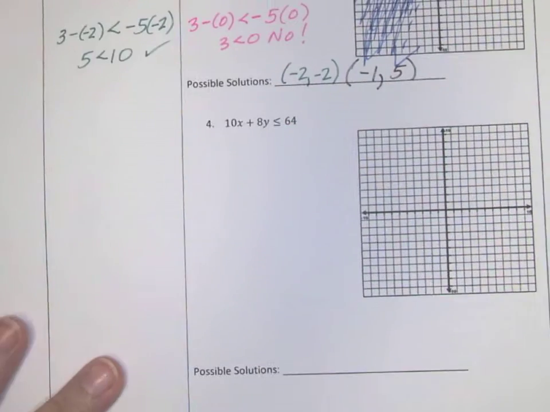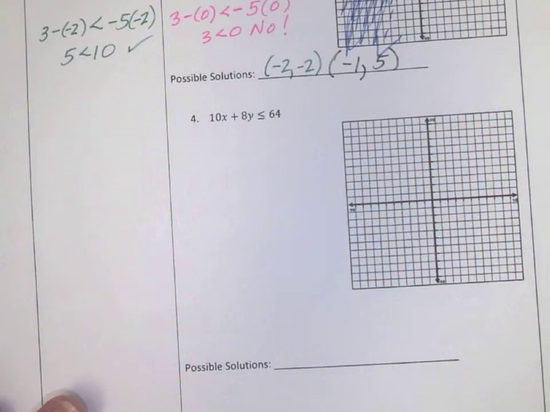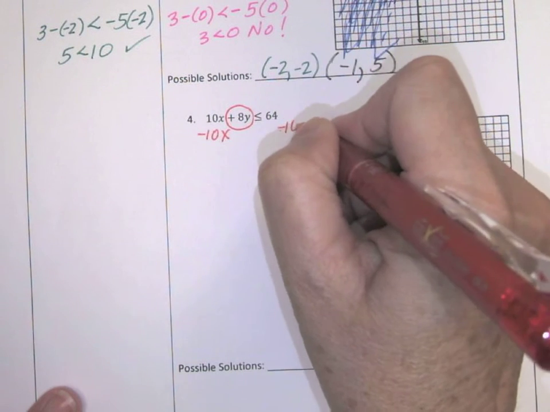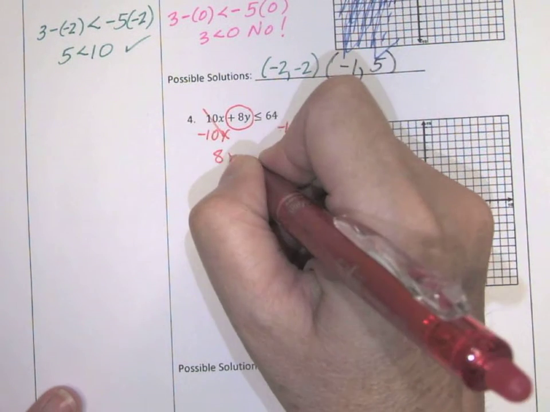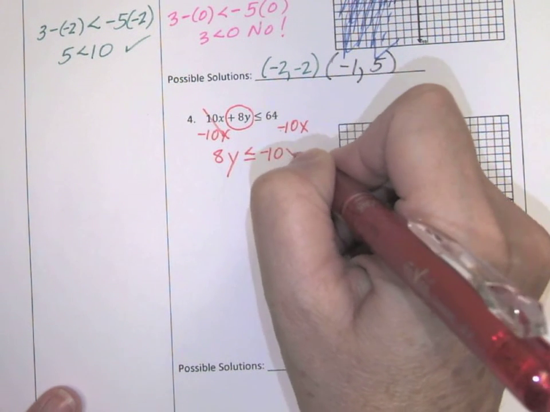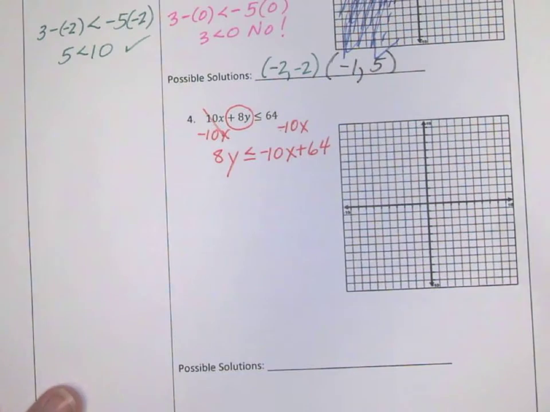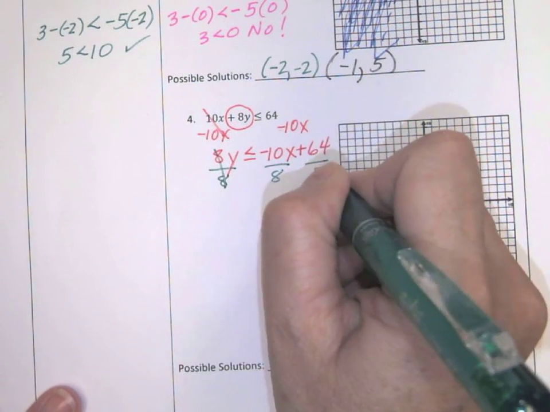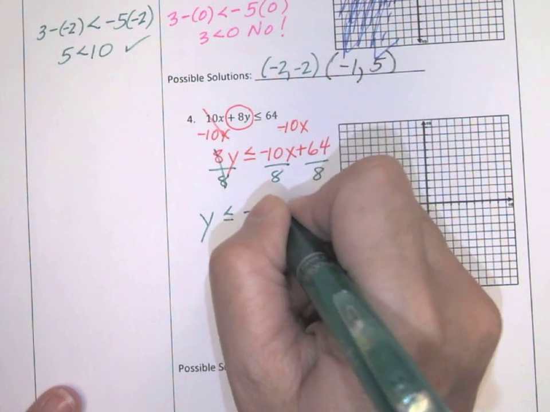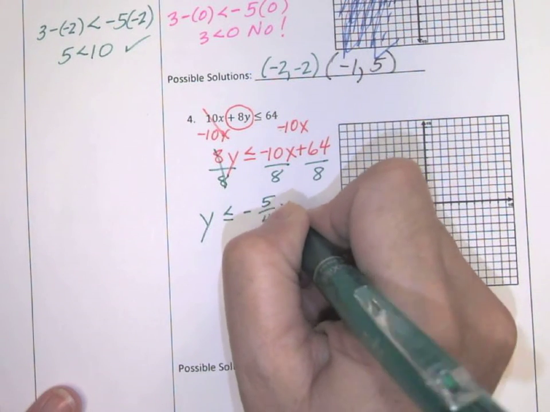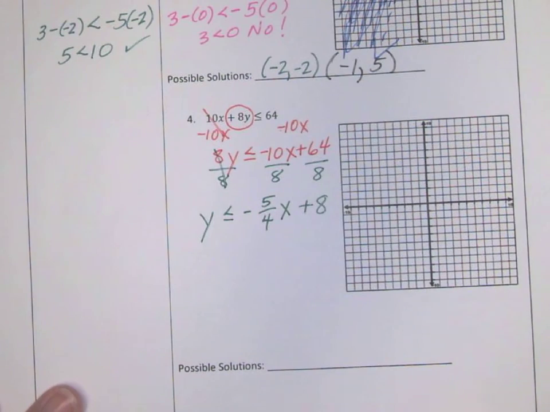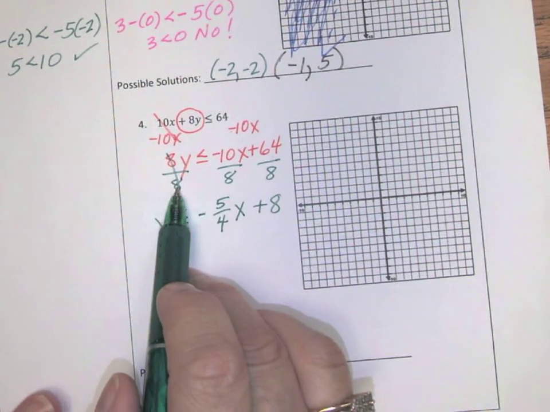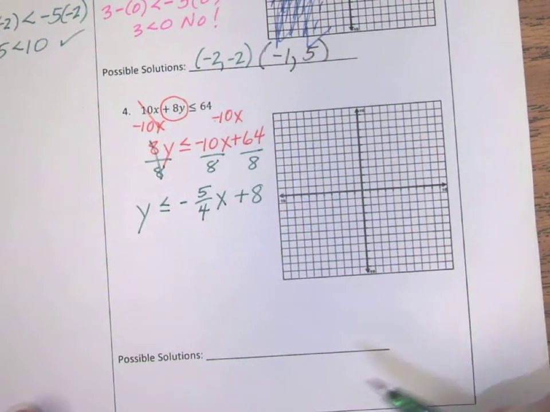Let's do one more. It's not in standard form. Let's get the y by itself and let's subtract 10x. 8y is less than or equal to negative 10x plus 64. The next step is to divide everything by 8. I'm going to reduce this to make my counting of my slope easier. So I have negative 5 over 4x plus 8. I did not divide by a negative, I divided by a positive. Therefore, I did not have to flip my symbol.